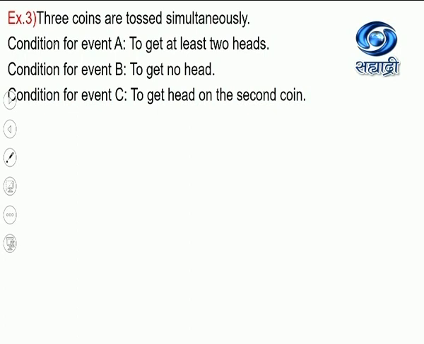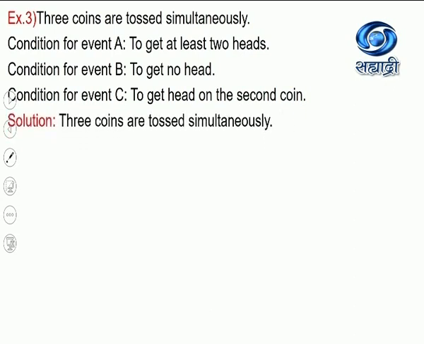Now the next one. 3 coins are tossed simultaneously. What is the condition for event A? To get at least 2 heads. Condition for event B? To get no head. Condition for event C? To get head on the second coin. Now let's write its solution.